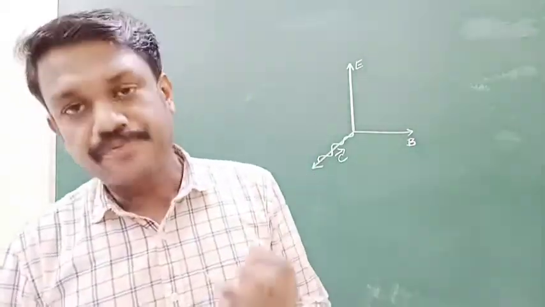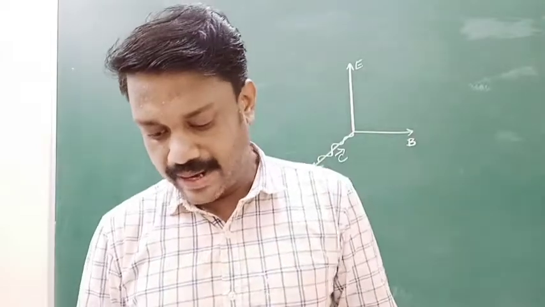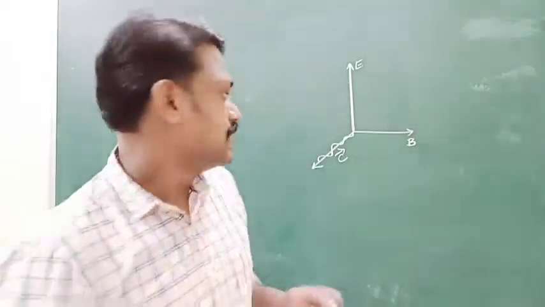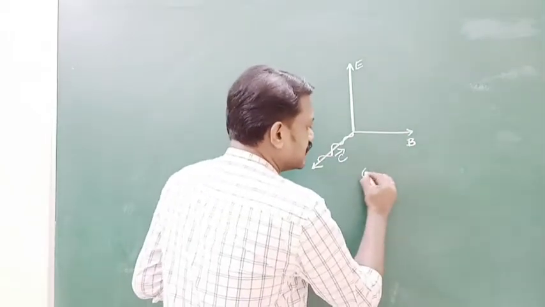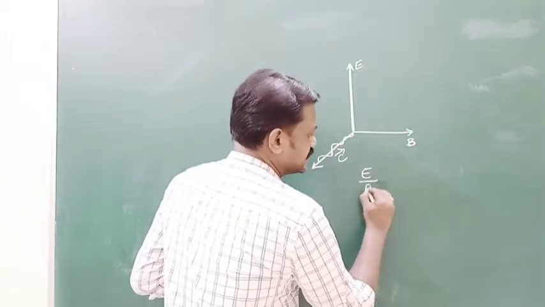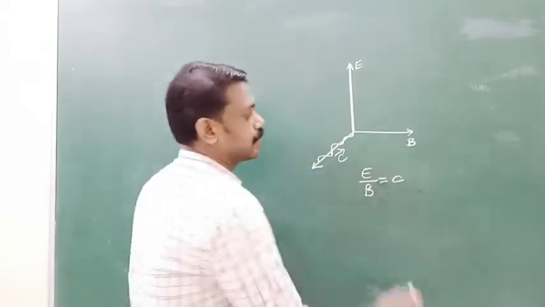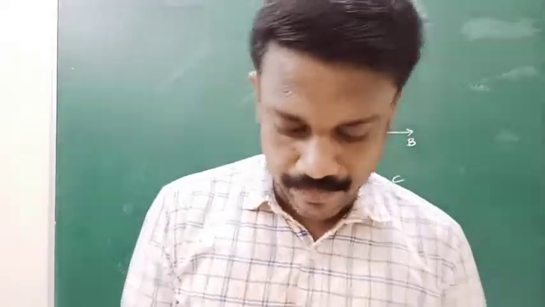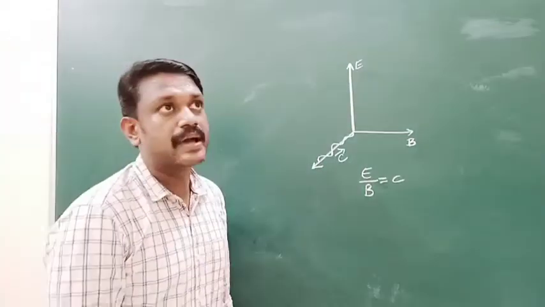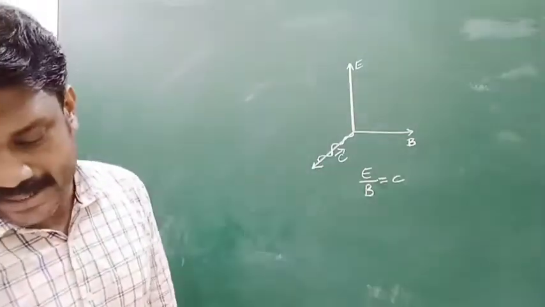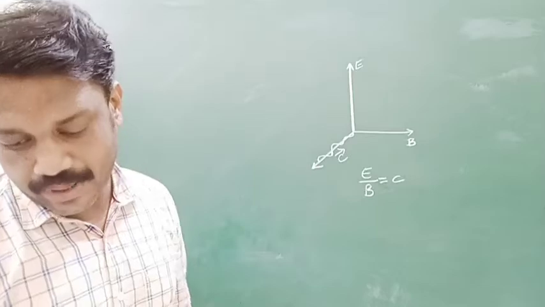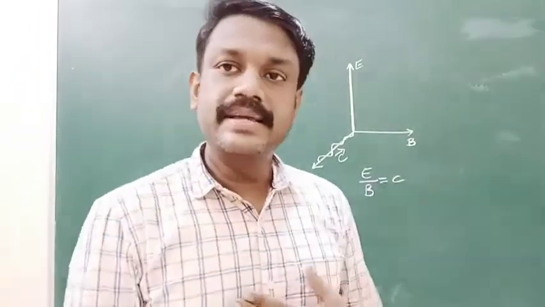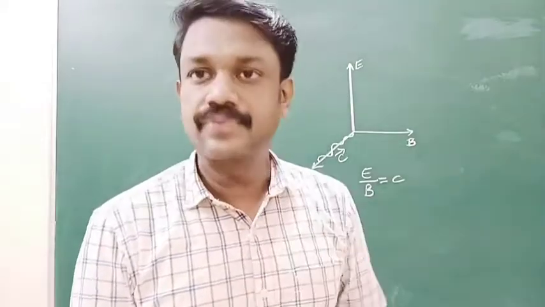Then in free space, the magnitude of electric and magnetic fields are related by E by B is equal to C. That is another relation, that is the ratio of E and B, E by B is equal to C in vacuum, where C is the velocity of light in vacuum. And the energy of an electromagnetic wave is divided on the average equally between the electric and magnetic fields. Energy of an electromagnetic wave is equally distributed along its magnetic field and electric field.